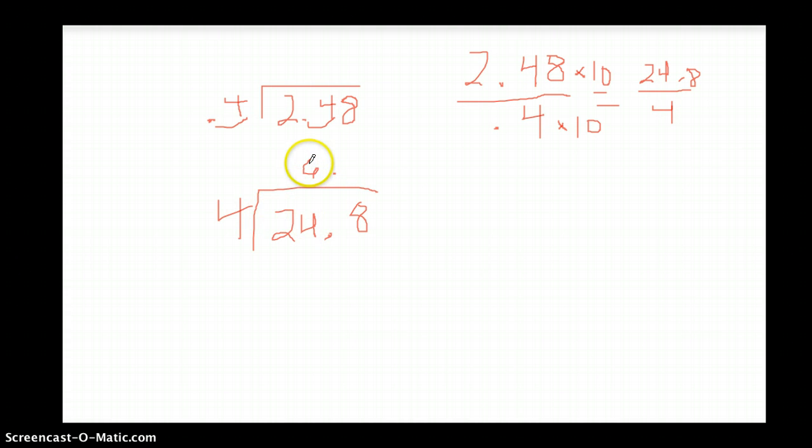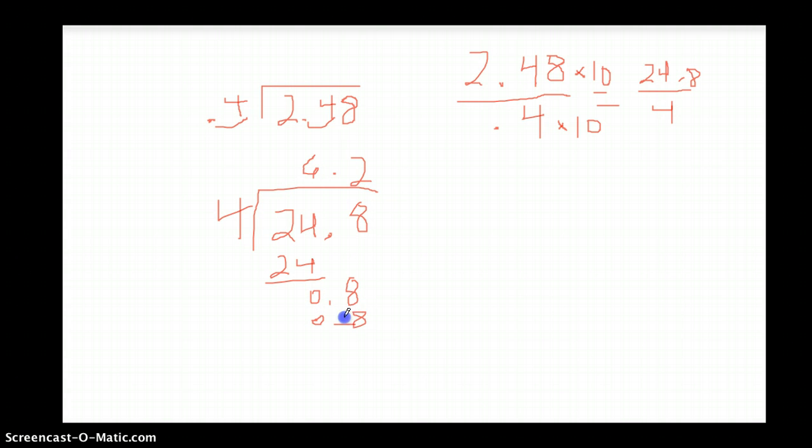How many 4s are in 24? 6. 6 times 4 is 24. Subtract. I still have the 8/10 left over. I could even put that here. And think about this. I have 8/10 I want to divide into 4. It's kind of like thinking about money. I have 80 cents that I want to divide with 4 people. Each person would get 20 cents, which is 2/10. They're the equivalent.